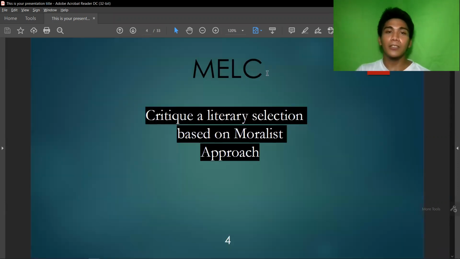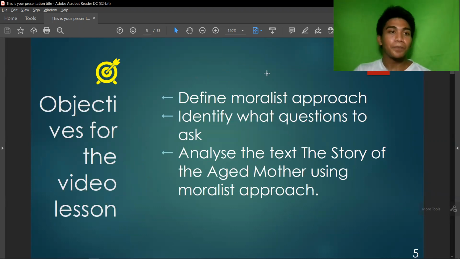Okay, let's start. The method we'll be discussing is to critique a literary selection based on a moralist approach. So we will discuss how we look at a text, how we read a text, using the moralist approach. And later, we will learn what the moralist approach is.